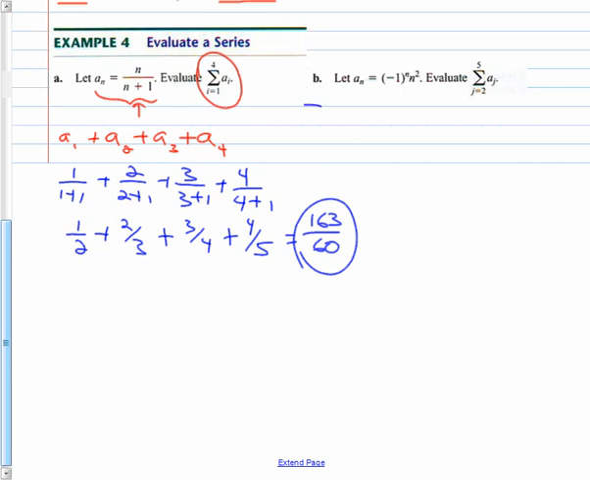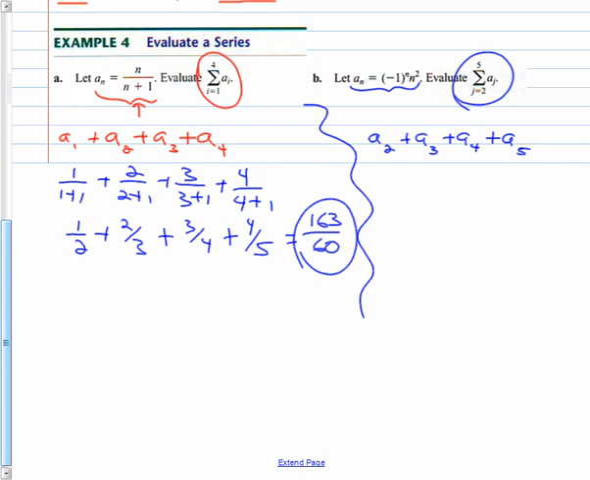Part B. They want us to find the summation from j equals 2 to 5 of a sub j. So we are going to find a sub 2 plus a sub 3 plus a sub 4 plus a sub 5. That is what they are meaning. We're starting with 2. And how do I get these a sub n terms? Well, this is how I get it.